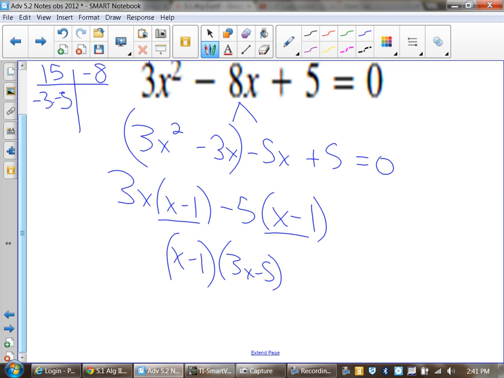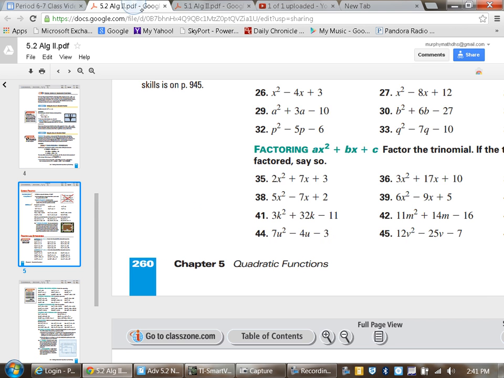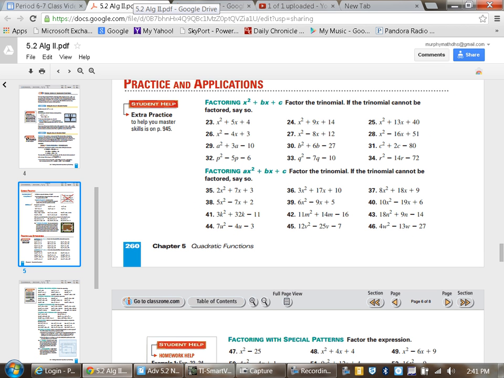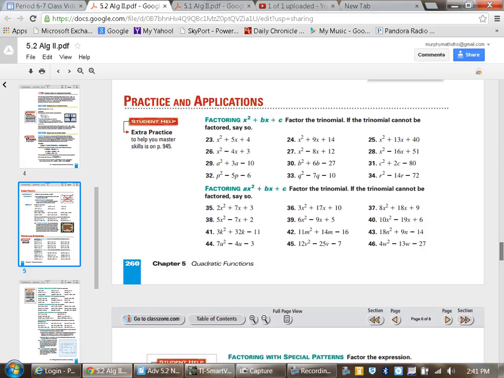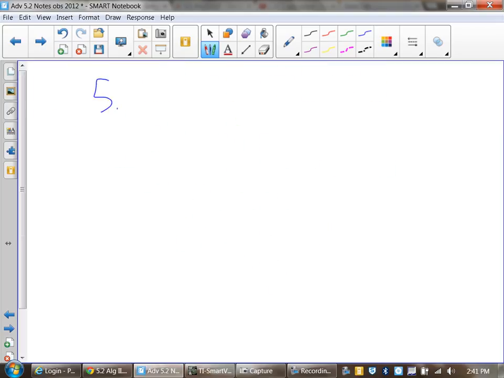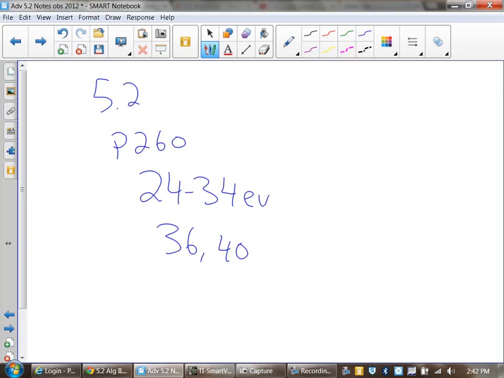What I want you to do over the weekend is in section 5.2. Is that the answer, Mr. Murphy, though? You have to set it equal to 0, but we'll leave that for later. I want you to do numbers 24 through 34 evens on section 5.2, page 260. But I want you to try 36 and 40. Give those a try. It's the leading term coefficient not equal to 1. Just try it. See if you can do it. We'll leave off at that.